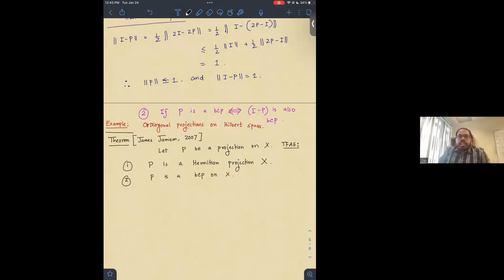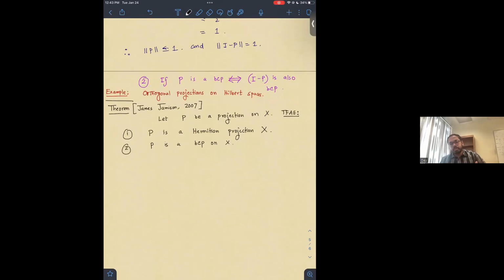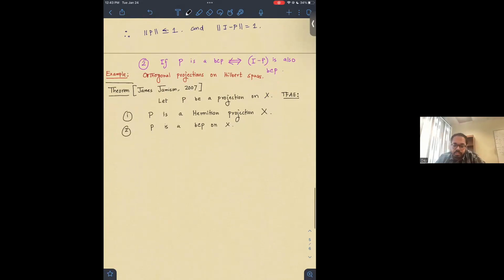So these two, Hermitian projections and bicircular projections, were being developed independently, but it turns out by this beautiful theorem, and I like the proof because it's very short. It's actually cute. I call them cute proofs. This is an extremely beautiful proof, a couple of lines, and it turns out that they are actually equivalent classes of projections. So let's see how we prove this. The proof.